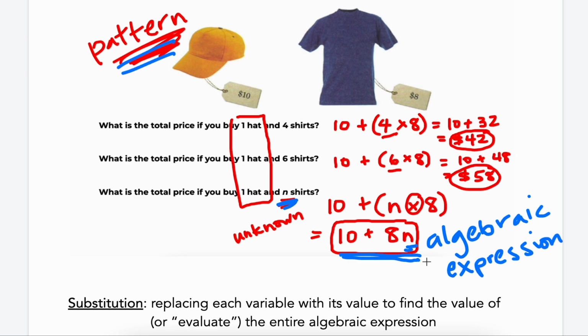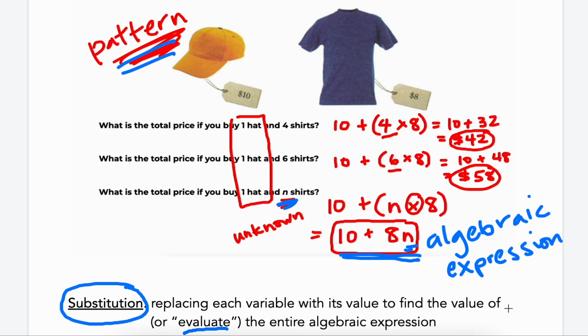In today's lesson, we're talking about when we do have the algebraic expression, and then we do have the value of n, what we can then do in that situation to then solve for the total bill. So we're going to use the strategy called substitution, which is when you replace each variable with its value to find the value of the entire algebraic expression. We also call this evaluating when we are finding the value of the entire algebraic expression.